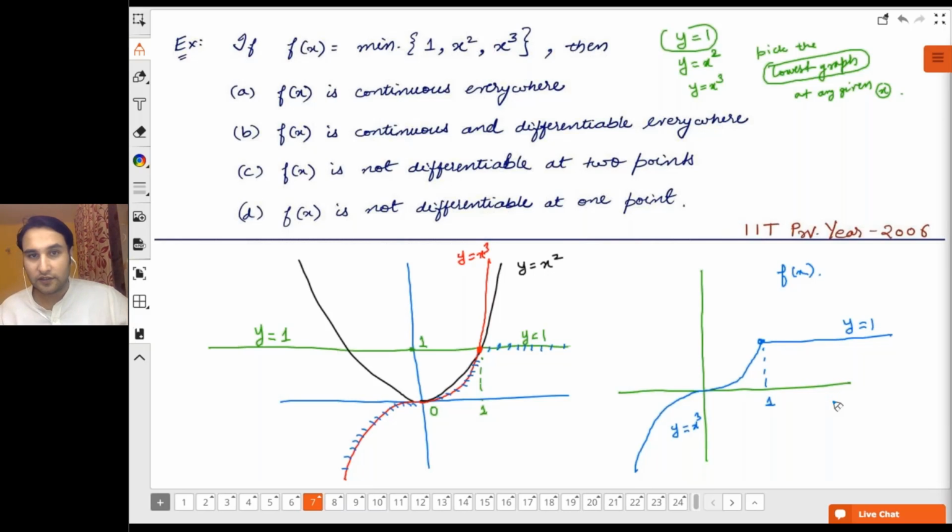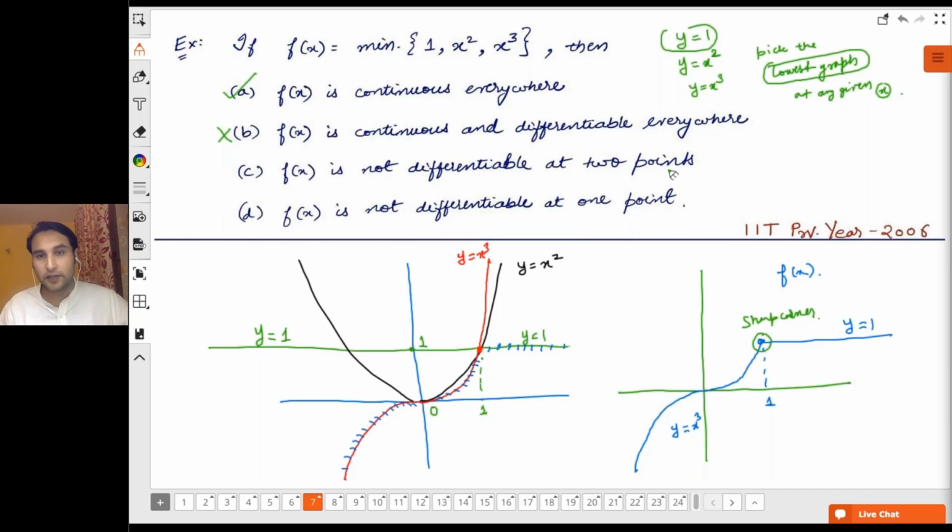Now guys, the answer: f of x is continuous everywhere. Of course it is continuous everywhere. Is it breaking anywhere? No, it's not breaking anywhere. It is continuous, which most of you marked. Is it continuous and differentiable everywhere? No, because we see a sharp corner. Here it is a sharp corner. So definitely it is not differentiable at x equal to 1.